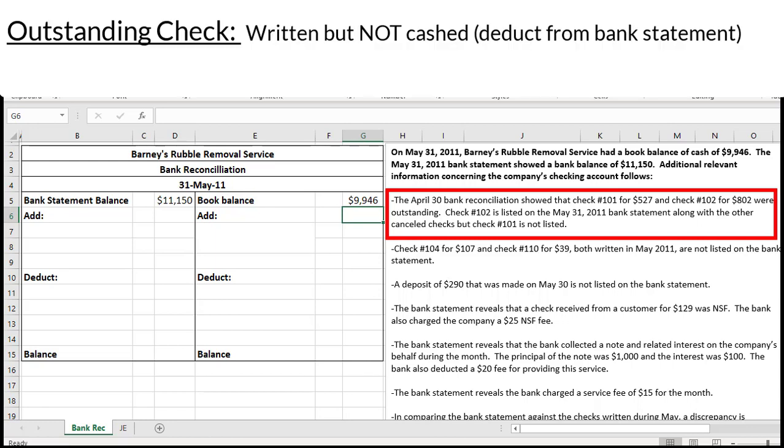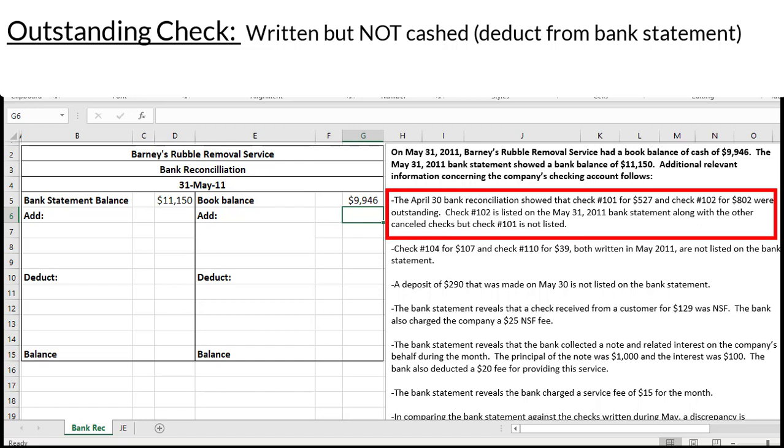The first one is an outstanding check, which is a check that was written by the company that has not been cashed. So the company has written a check as a payment for something, but the party receiving the check has not made it to the bank yet to get his cash. Since the check has not been cashed, it will not appear on the bank statement. So this is missing information on the bank statement. Since checks act as payments, this is a missing payment for the company, or a deduction from cash on the bank statement. So whenever we have an outstanding check, we must deduct from the bank balance.